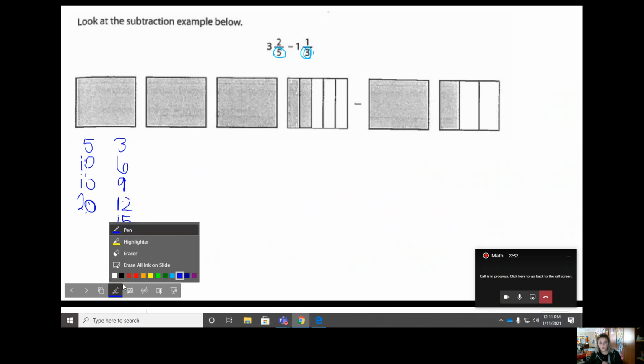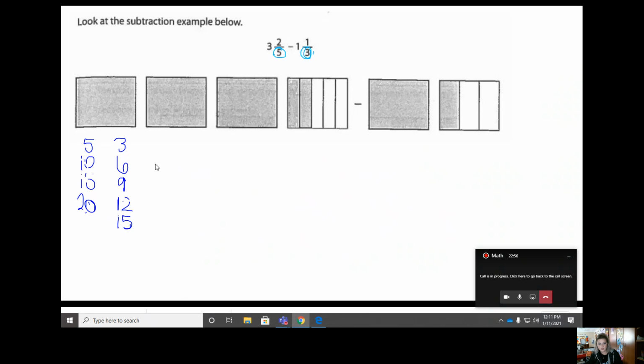All right, let's go through our multiples and make sure to find that common denominator between 5 and 3. All right, so 5 and 3, nope. 10 and 6, no. 15 and 9, no. 12 and 20, no. Oh, here's that 15, and I know we just had it over here in the 5s, so our common denominator is 15.